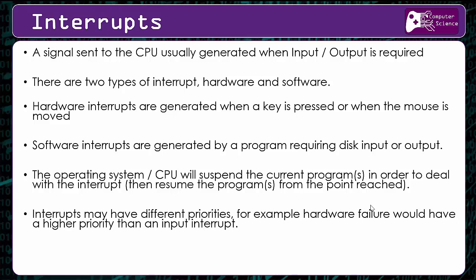So the operating system, the CPU, will suspend the programs in order to deal with the interrupt and then resume the programs from the point that they got up to. So they may have different priorities, as I've mentioned. For example, hardware failure would have a higher priority than an input interrupt.